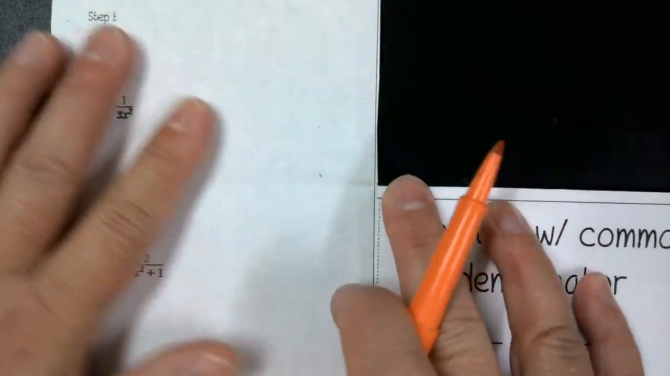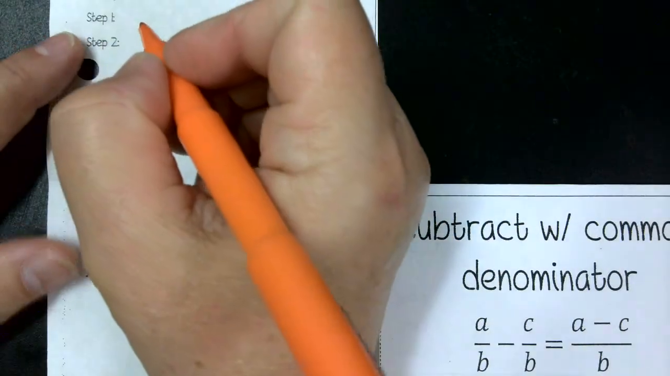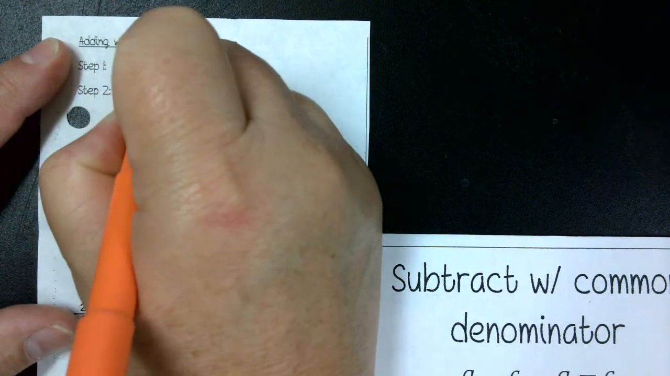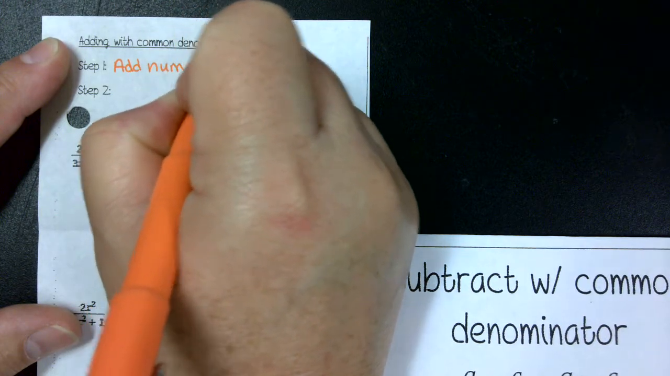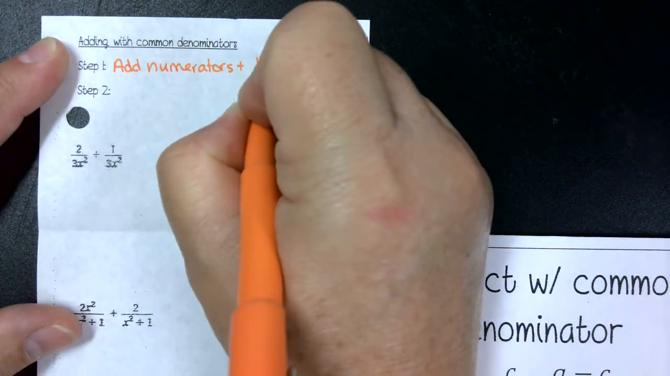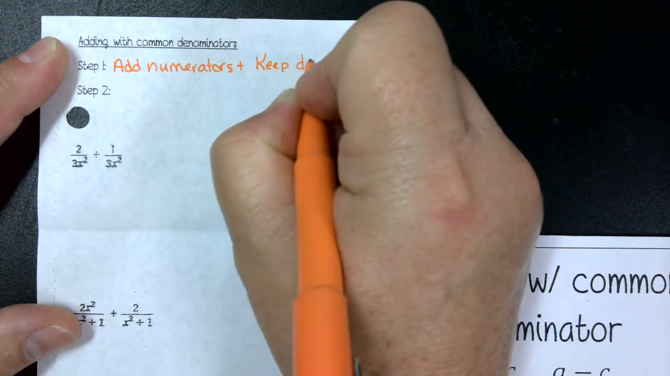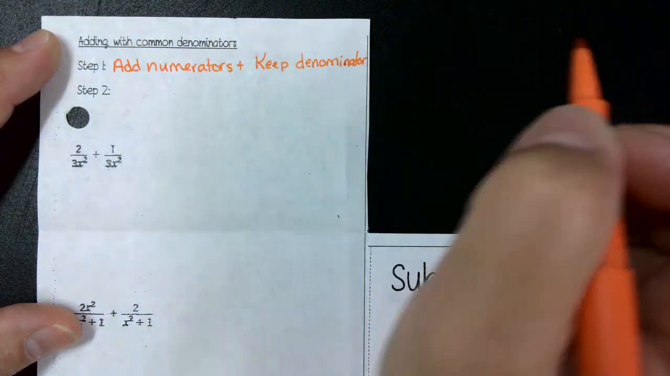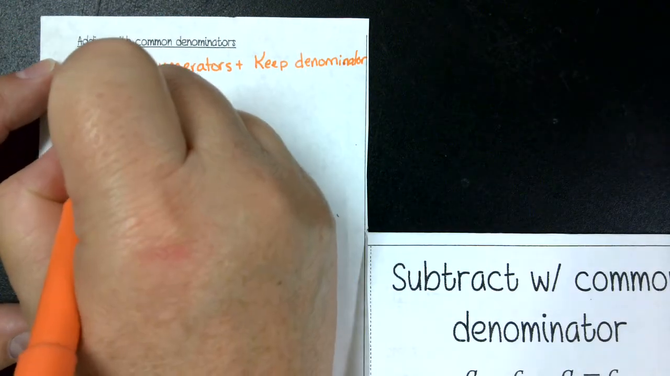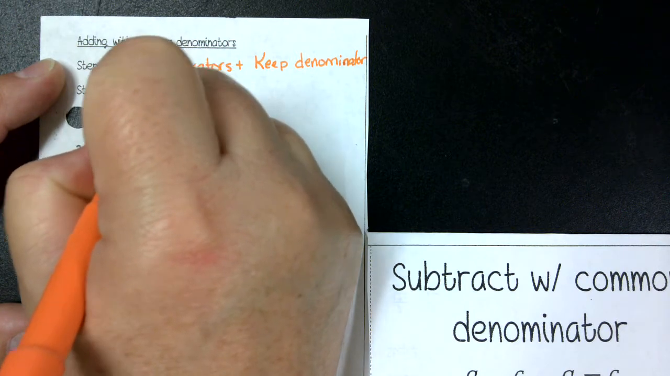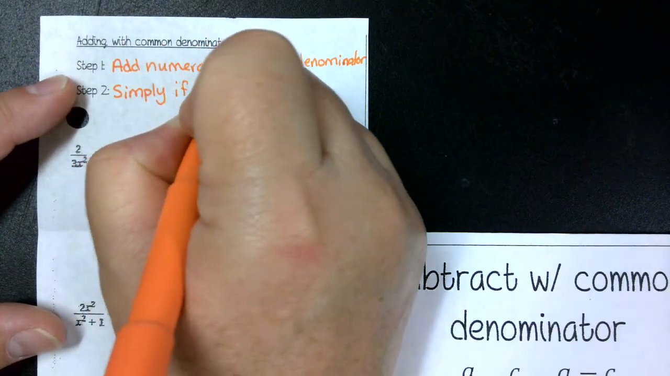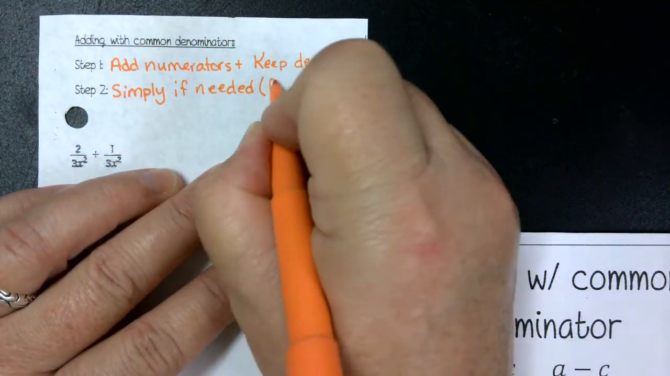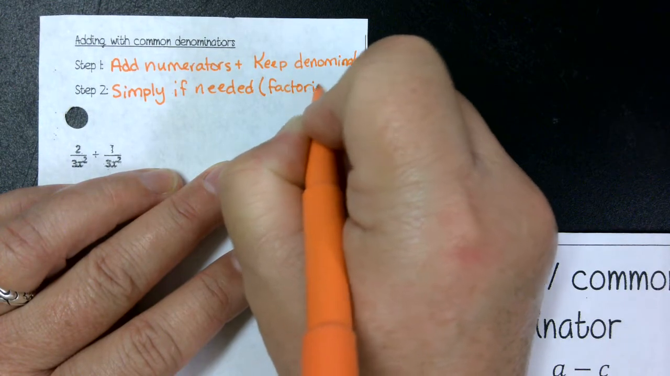So again, when we are adding with a common denominator, the first step is to add the numerators and keep the denominator, that common denominator. Then we will look to see if we can simplify. And as we should remember from our first lesson, that will probably involve some factoring.